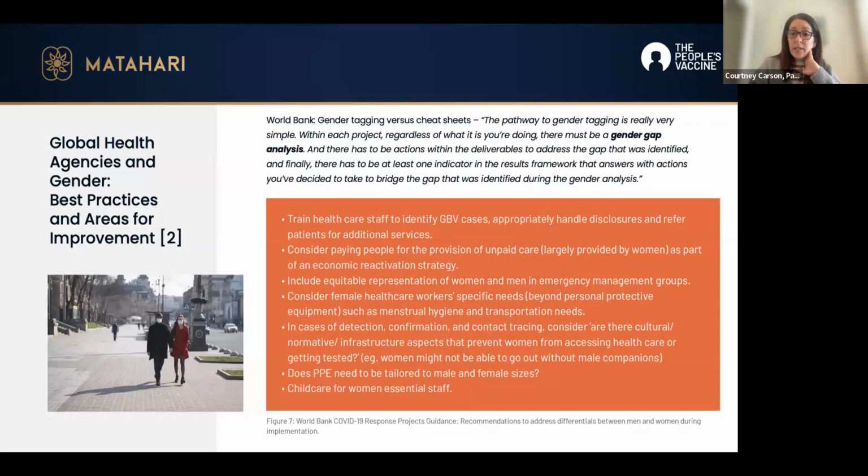I see a question in the chat that's asking you to touch on some of the implications of access to vaccines related to hoarding and abilities of different continents and countries to access and manufacture vaccines. Did you see any gender ties to that in your research?